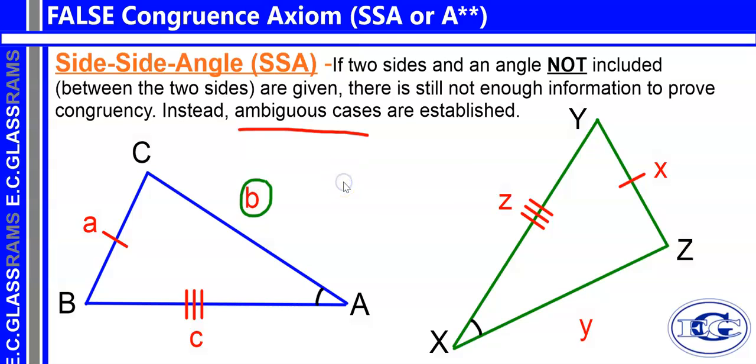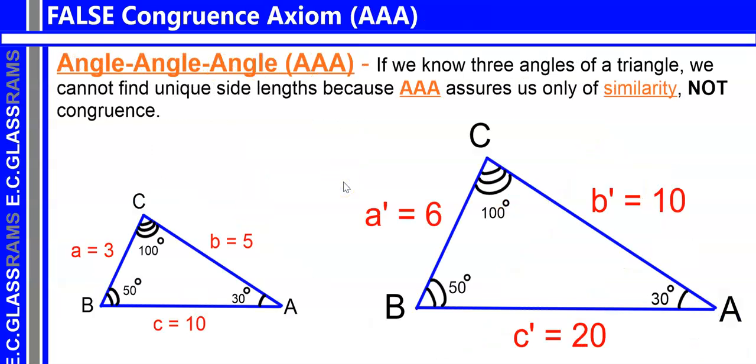Okay. This last one, AAA, angle, angle, angle, is not able to even prove congruency, nor are you able to solve a triangle either, because you're not even given a single side. So this one is something you just completely ignore.